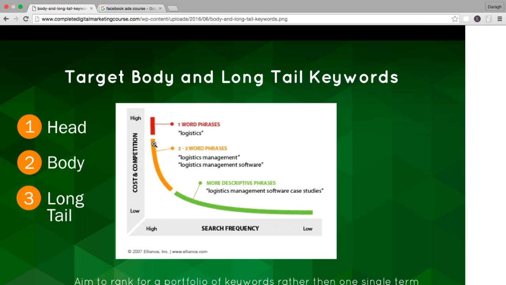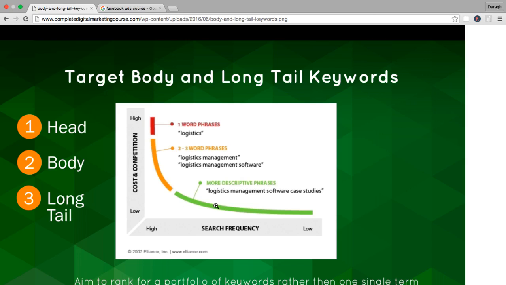You can see that these are less competitive. They're moving down this side, and also the search frequency can be a little bit less. Because they're more specific, the search frequency is less, but they're also less competitive. And then out here we have the long tail keywords, something like logistics management software case studies. Obviously there's going to be less searches for that because it's more specific, but also it's much less competitive.